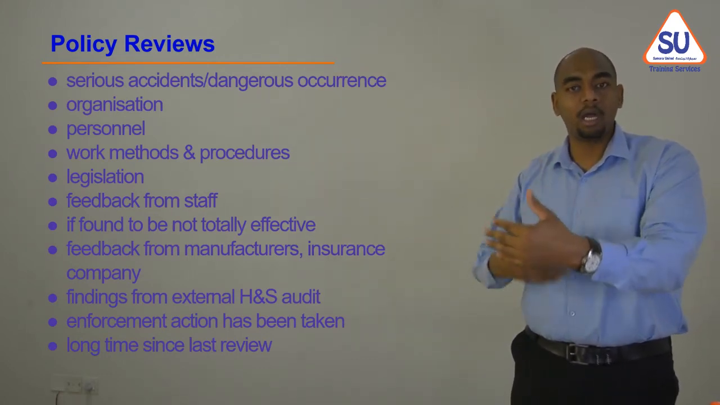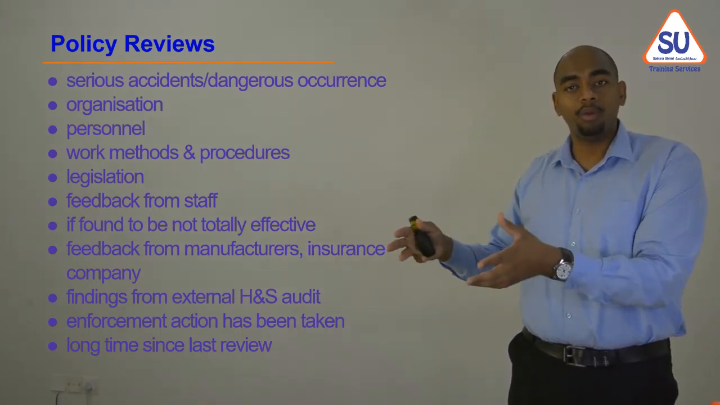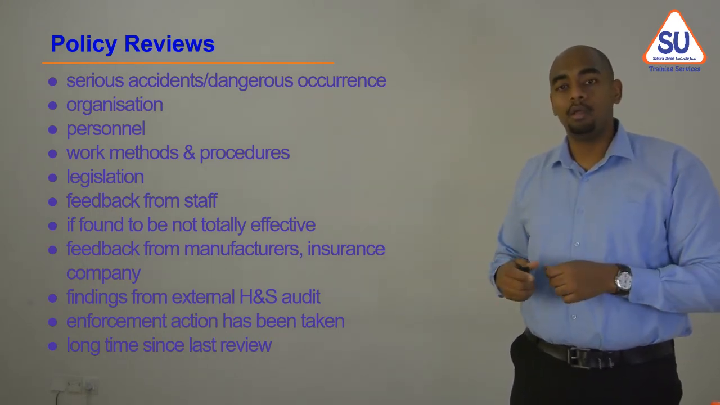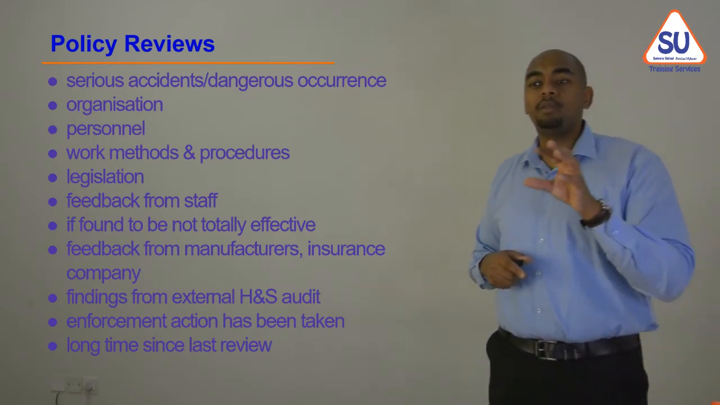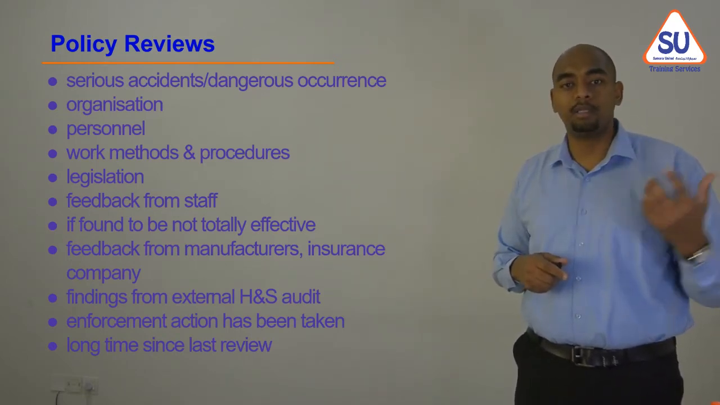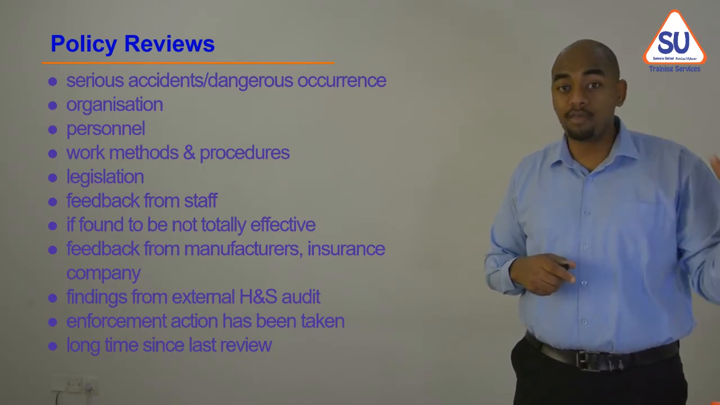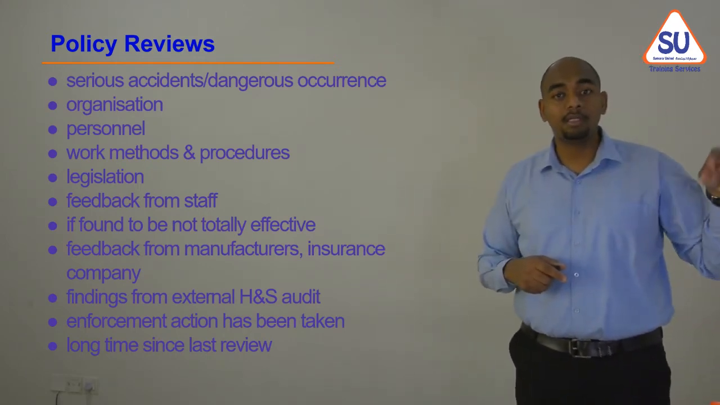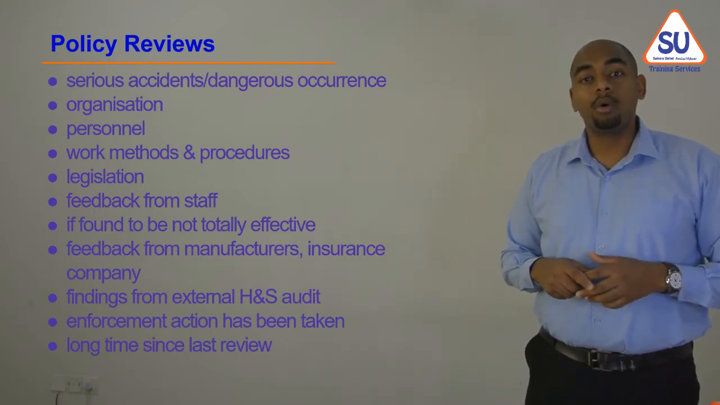If it is found to be no longer totally effective, if it's, for example, in place for several months and we feel that the number of accidents is increasing, that means there is something wrong within our policy. Okay, so it's not effective to control the risks within our workplace, so we have to make sure that it's being reviewed. The feedback from manufacturers and the insurance companies, we sure will be inspected by third parties, like for example manufacturers or the insurance companies. If they have any feedback or review on our company, also we have to make sure that this is included in our review of our policy.